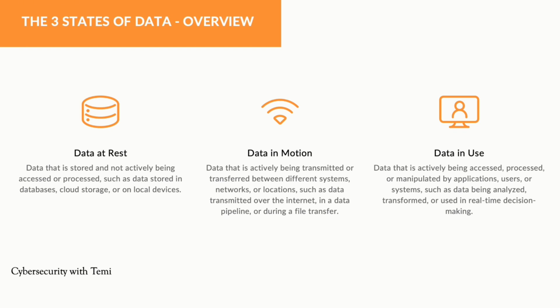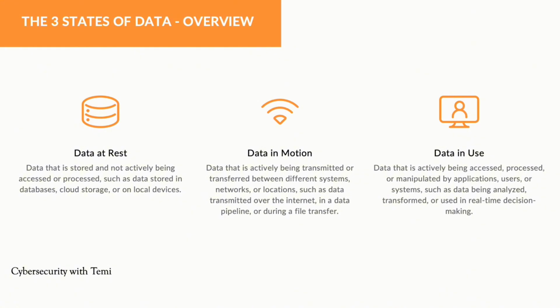Data in motion is a bit more active. This is data that is traveling from one place to another. For instance, when you're sending someone an email, or you want to upload a file to a website. So this data is moving across the internet or through the network, and it's being actively transmitted. So we also need to make sure that this data or information is protected while on the move.